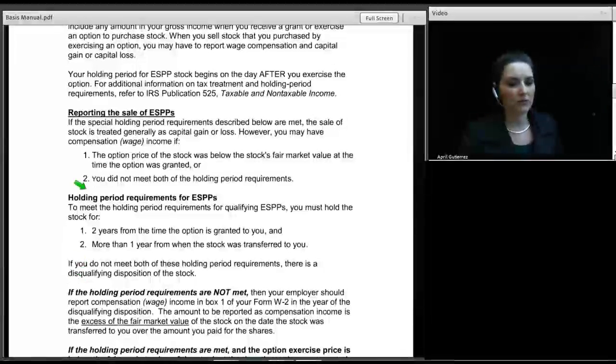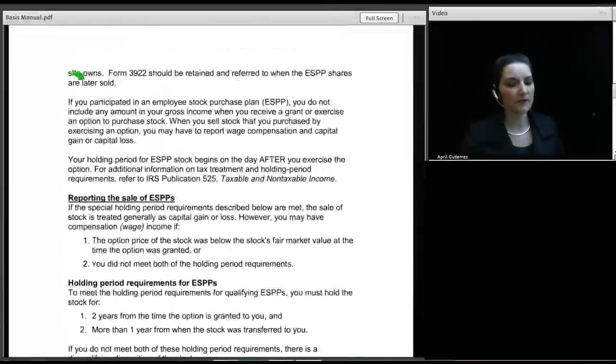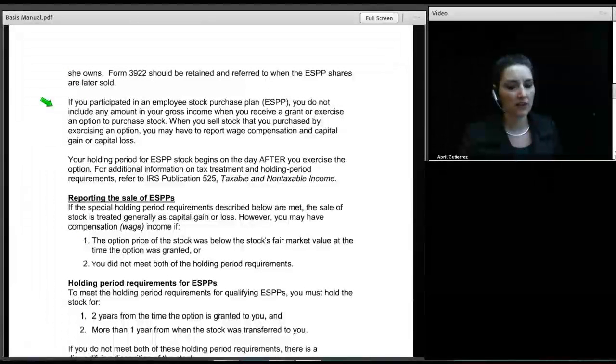So how does it work when we sell those ESPPs? Well, first thing I wanted to talk about again was how this employee compensation thing goes on. If you participated in an employee stock purchase plan, you do not include any amount in your gross income when you receive a grant or exercise an option to purchase stock. When you sell the stock that you purchased by exercising an option, you may have to report wage compensation and capital gain or loss at that time.